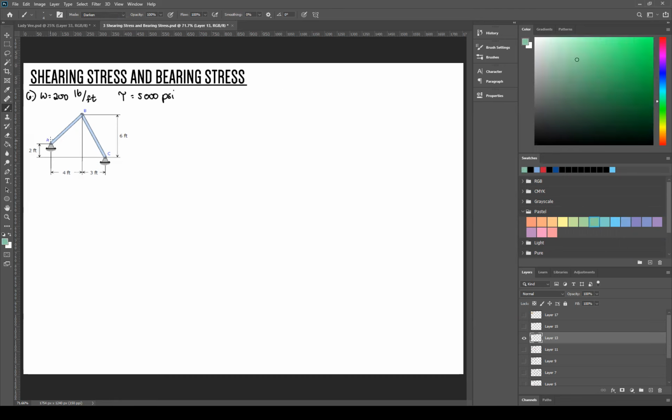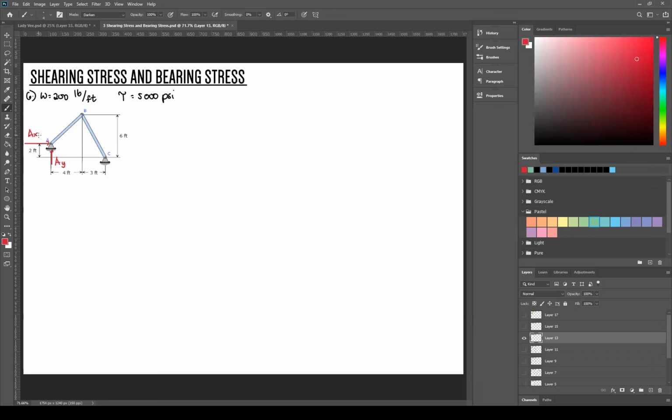So let me draw that out. Reaction at A. Since this is a pin, there's a vertical and horizontal reaction. So I'll call it AY. I'm going to assume that's upward. And then for the horizontal, I'm going to assume that's to the right. I'll call this AX. Okay?